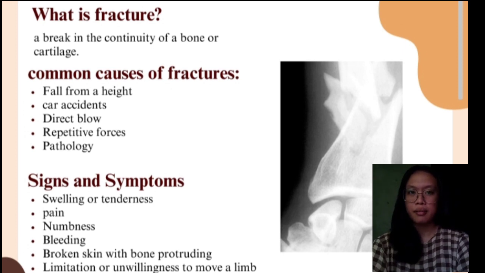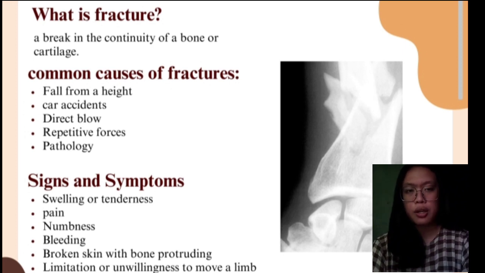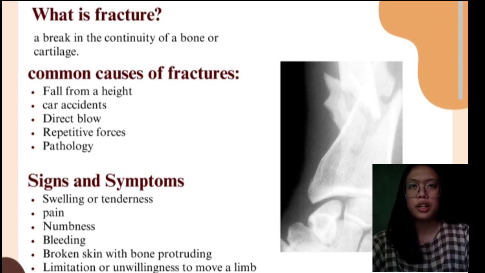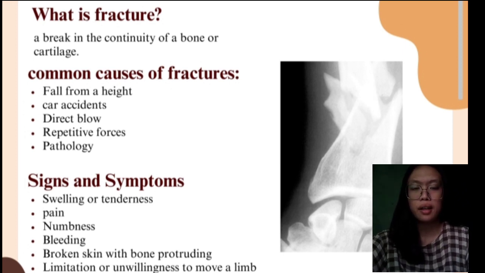I'm Majamila Asa Camille. Before we start to discuss the different types of fracture, let's first define what a fracture is. A fracture is a broken bone, the same as a crack or break. A bone may be completely fractured or partially fractured in any number of ways, such as crosswise, lengthwise, or in multiple pieces. Fractures are commonly caused by falls from a height, car accidents, direct blow, repetitive forces, and pathology.